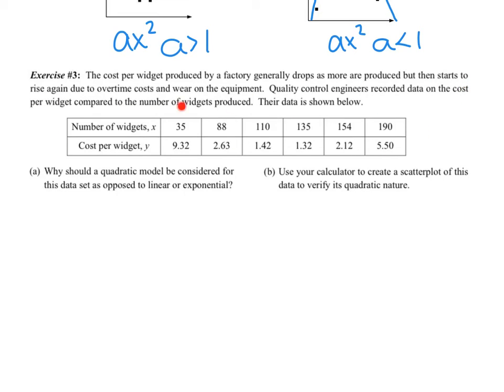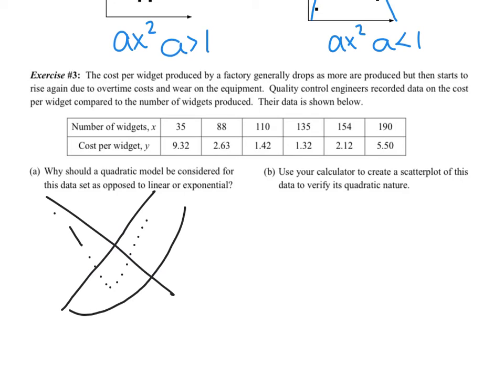So they give me this nice table of widgets, number of widgets and cost. And why should a quadratic model be considered for this as opposed to a linear or exponential? Well, that's a great question. Notice it starts high and then it gets low, but then it starts to get high again. So what function, try to draw it out. I start high, I get low, but then I get high again. Would you say that represents a quadratic? A linear would only strictly get high or strictly get low, and an exponential again would strictly go up or strictly go down. But this quadratic is going to go up and down.